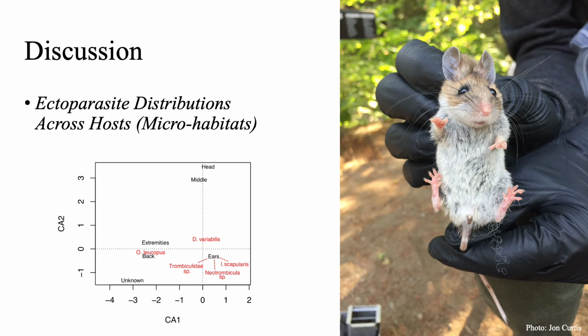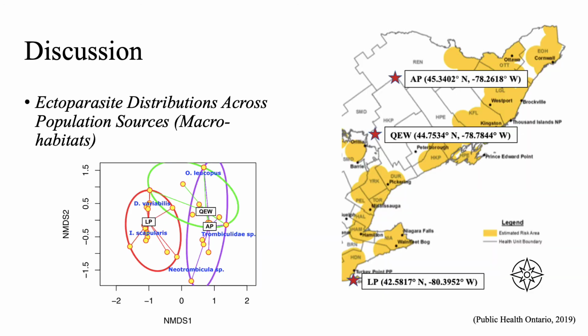Both mite groups and black-legged ticks were found exclusively on the ears of their hosts, but were not found together on the same host, though there were instances of trombiculid mites and wood ticks occasionally found in the same niche. Across macrohabitats, the greatest species distribution overlap was between Queen Elizabeth Wildlands and Algonquin Park, where black-legged ticks were not present. At the same time, there appeared to be no species overlap on hosts between Long Point and Algonquin Park.